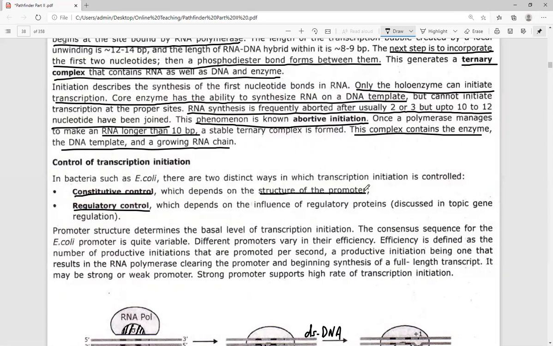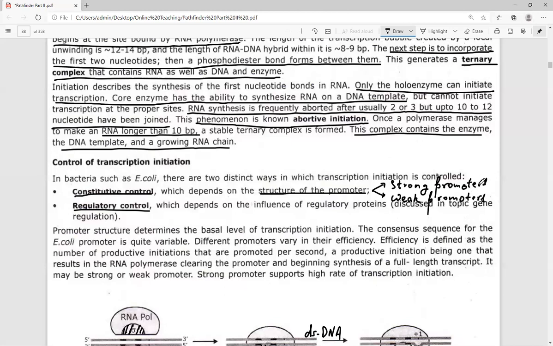There could be two different types of promoter. One promoter could be a strong promoter and another would be referred to as a weak promoter. So these are the two different types of promoter regions which are present.